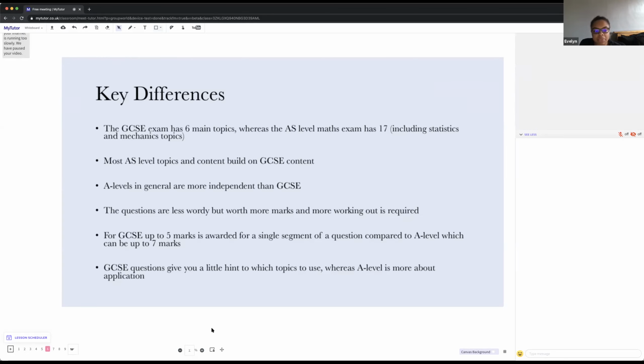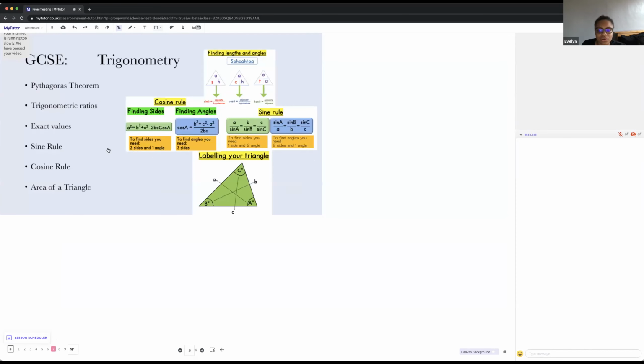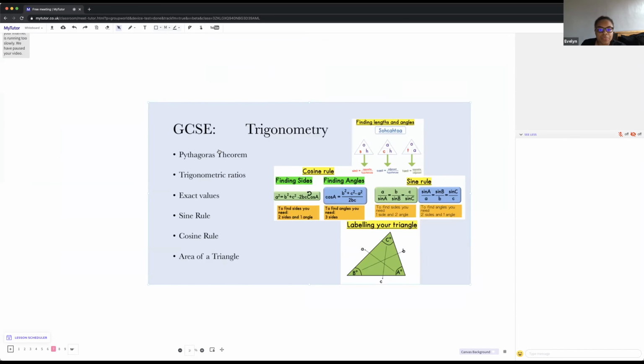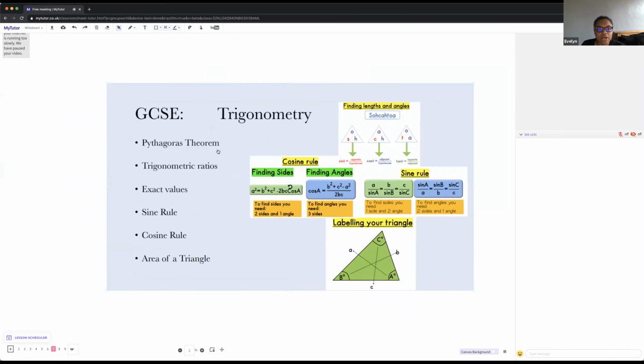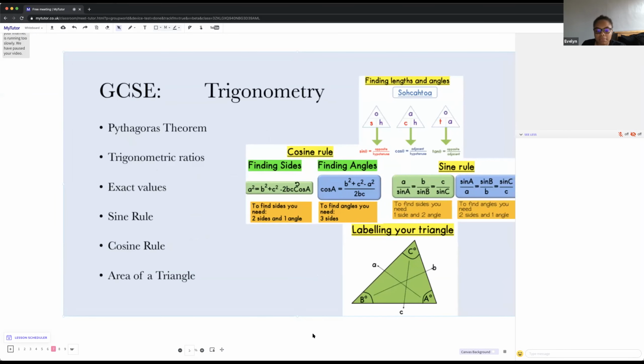For GCSE, you're awarded up to 5 marks for a single segment of a question, whereas in A-levels, you can be awarded up to 7 marks for a single segment of a question. So again, more marks, harder questions. GCSE questions sort of give you a little hint as well as to what topics you need to use, whereas A levels, they don't. So you kind of have to figure out what you need to use before you start answering the question. So I'm going to answer a few questions before we actually move on to the maths part.